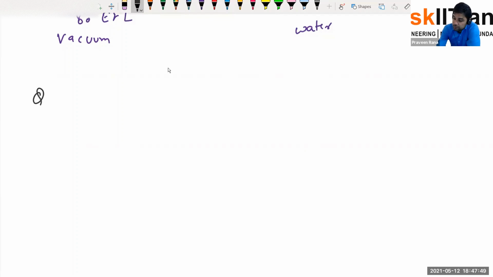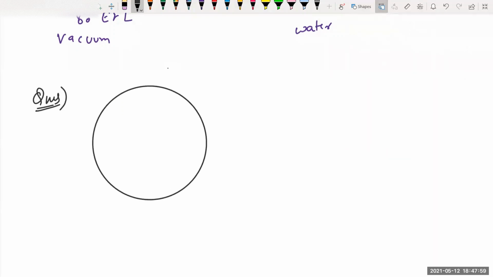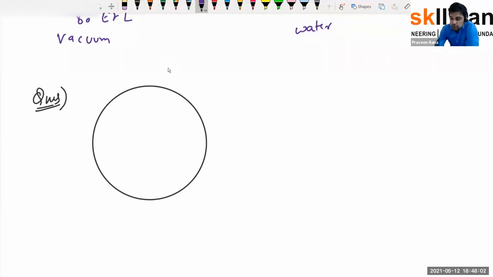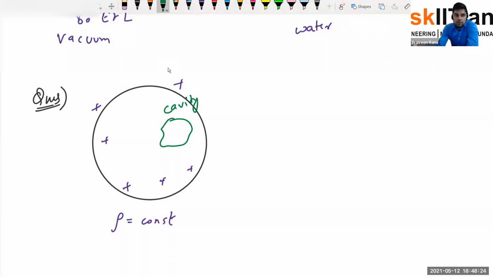Now, there's a question. I don't think I should jump right away into a hard question, but I will. You are given a non-conducting uniformly charged sphere. You have a sphere which is uniformly charged with volumetric charge density rho. Now, what you did was you made a cavity in this. Cavity means you took out some part of this sphere.